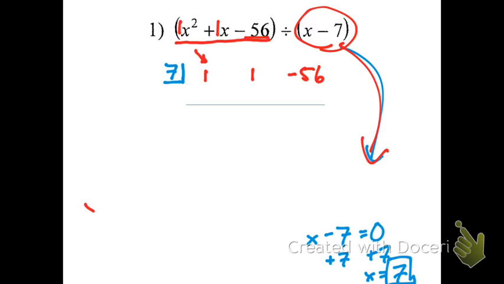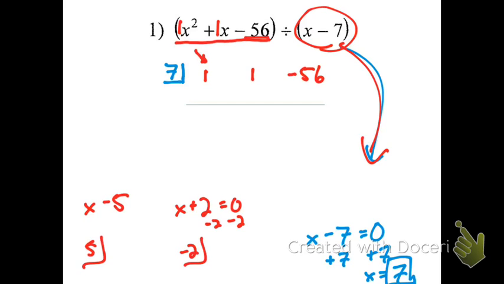So, for instance, if I had x minus 5, what would go in the box? 5 would go in the box. If I had x plus 2, what would go in the box? Think about it. Negative 2, because if we set that equal to 0, we subtract 2 from each side. So that's how you figure out what goes in the box. Get rid of that right now.